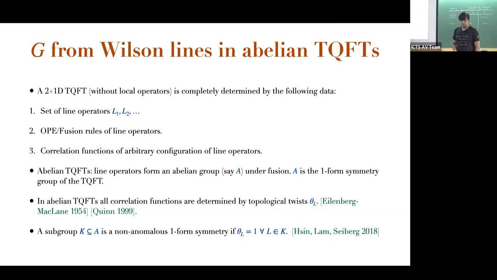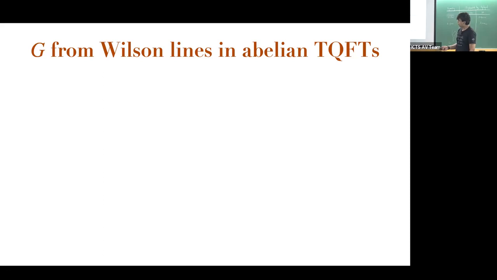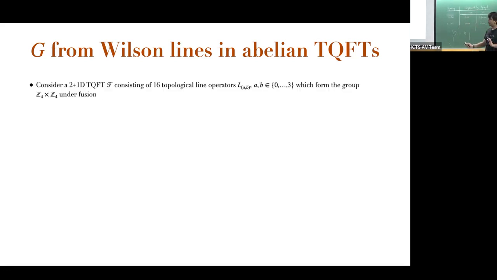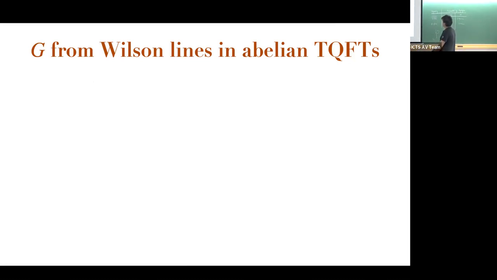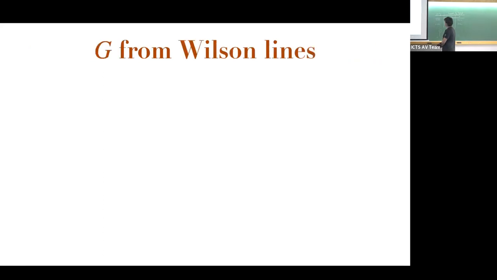Any questions about this structure? So now let us start with an explicit abelian TQFT. Sorry, just one question. So this is an anomaly between what? Between the one-form symmetry with itself? Is that the statement? Yeah, it's a self-anomaly of the one-form symmetry. Okay.